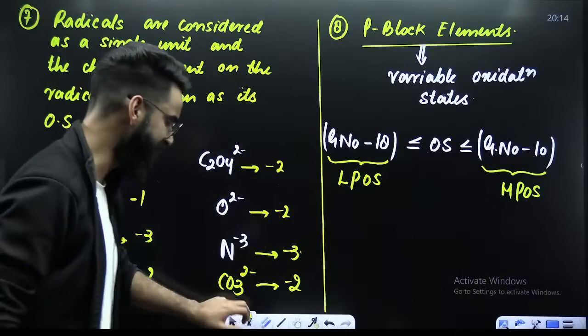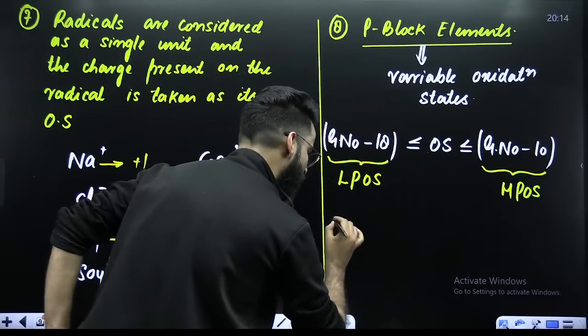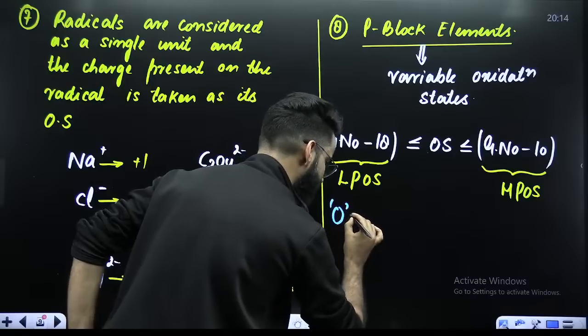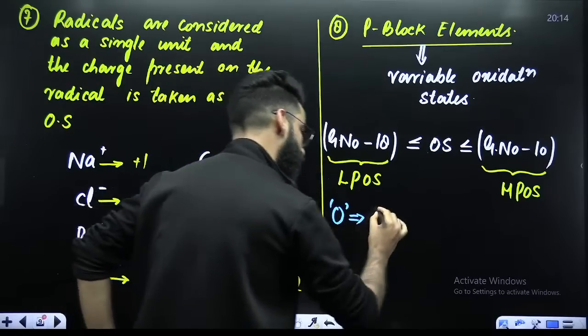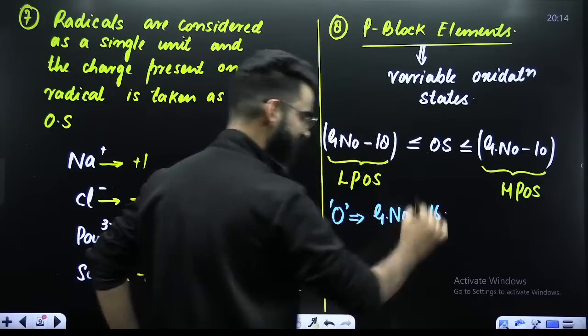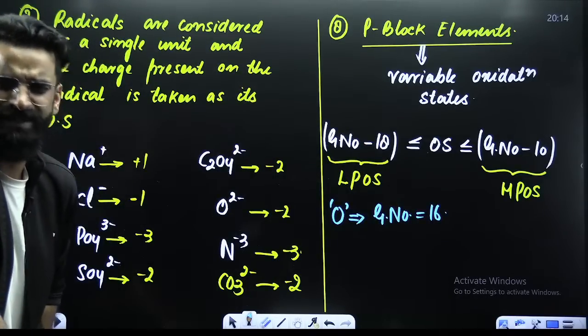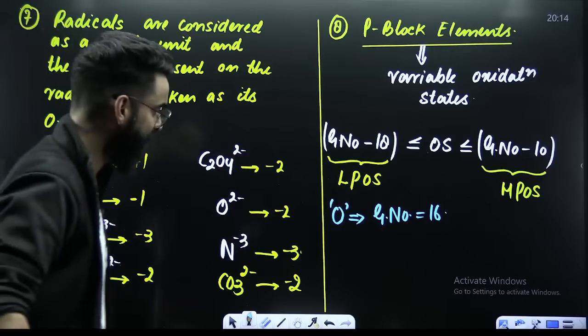Let me give you the example as well so that you understand it properly. See guys, for example, I'm talking about the element oxygen. If I ask you what is the group number of oxygen, you'll say it belongs to group 16. Oxygen is a P block element. It belongs to group 16.